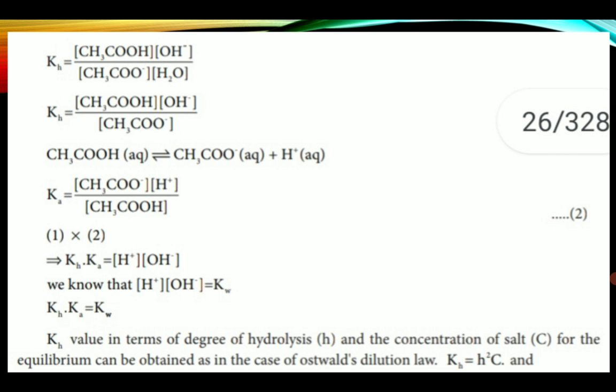KH value in terms of degree of hydrolysis and the concentration of salt, that is C, for the equilibrium can be obtained as in the case of Ostwald's dilution law. In Ostwald dilution law, we have the equation Ka is equal to alpha square C, but here we have KH is equal to h square C. Instead of alpha square, here we have h square. This is the hydrolysis constant.